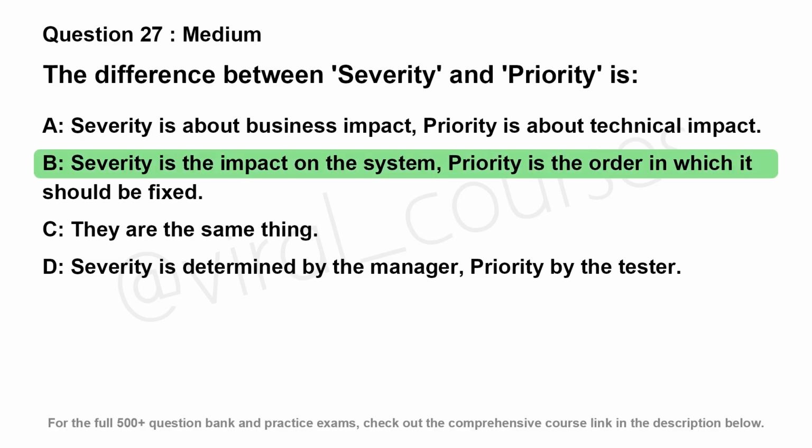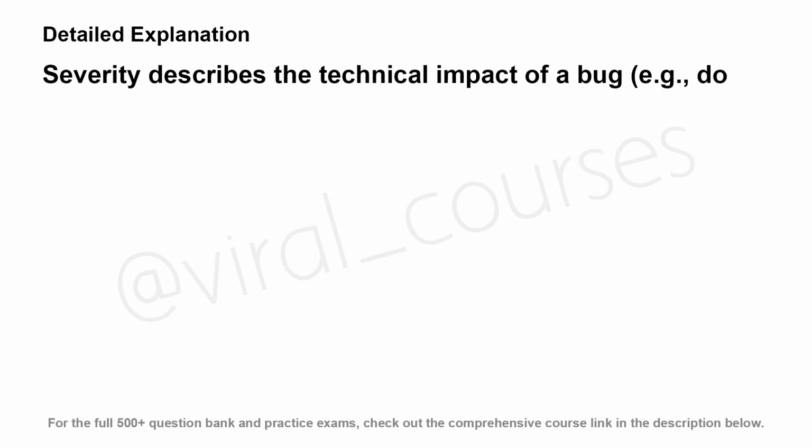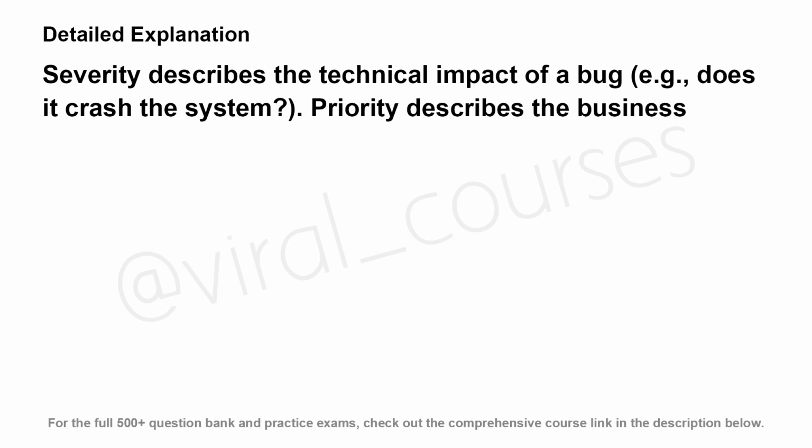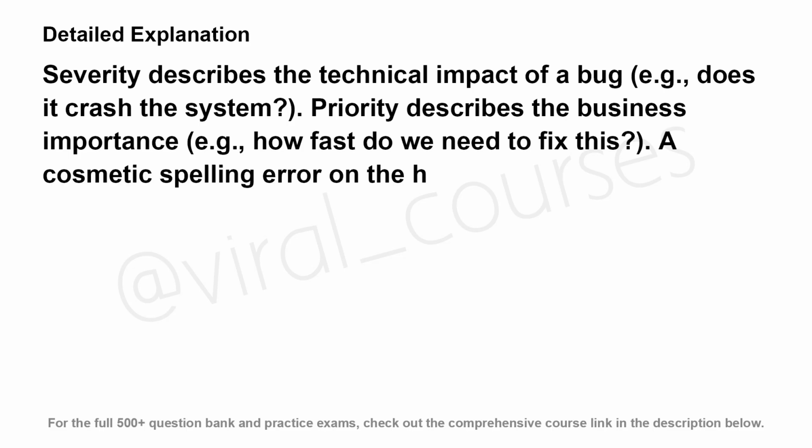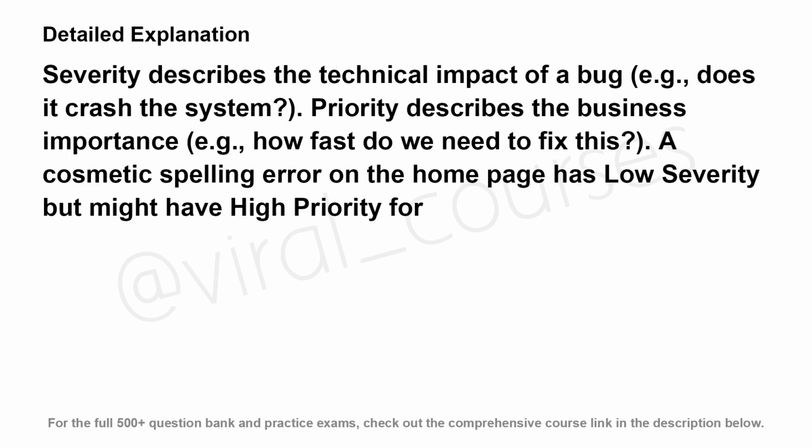The correct answer is B. Severity describes the technical impact of a bug, e.g., does it crash the system? Priority describes the business importance, e.g., how fast do we need to fix this? A cosmetic spelling error on the home page has low severity but might have high priority for the marketing department.